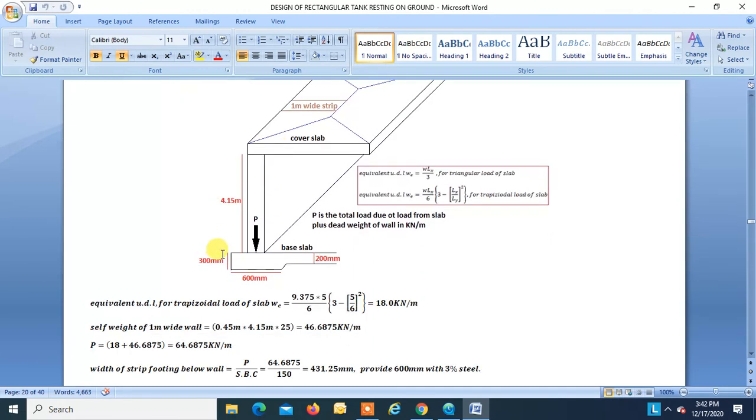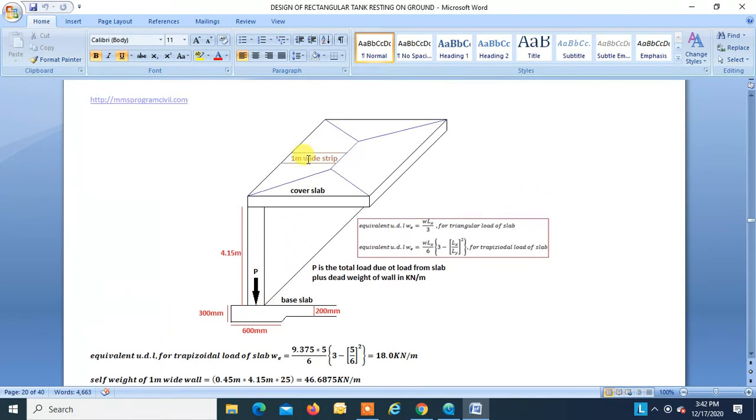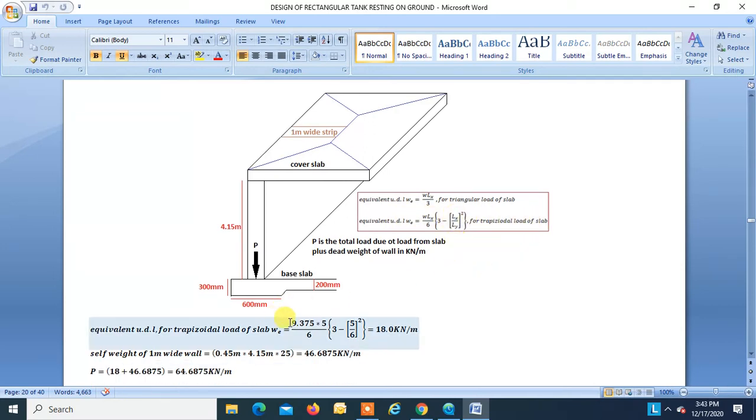Now the next step is we have to design this strip footing. So we have to find this load P coming over here. The first load which is coming from the slab is this trapezoidal loading, and the equivalent UDL w is found by this formula for trapezoidal load on slab. So using that formula I found it to be 18 kilonewton per meter.